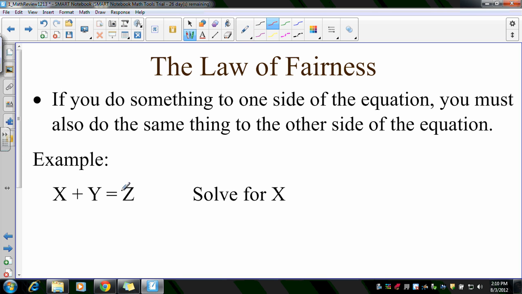So in our example here, we have x plus y equals z, and we're trying to solve for x. Since it's x plus y, we need to undo addition, and the opposite of addition is subtraction. So we're going to subtract y from both sides. That cancels y out over here, and we're left with x equals z minus y.